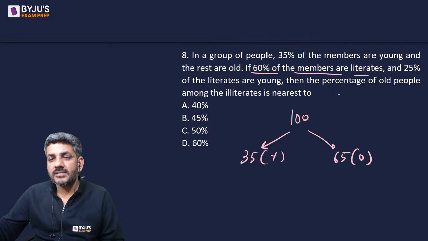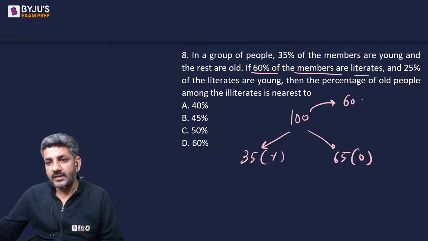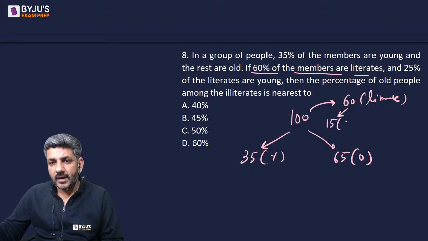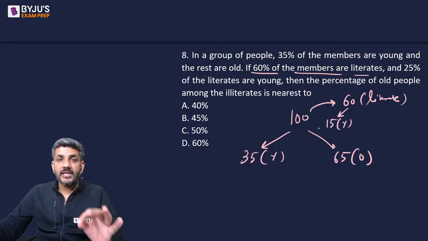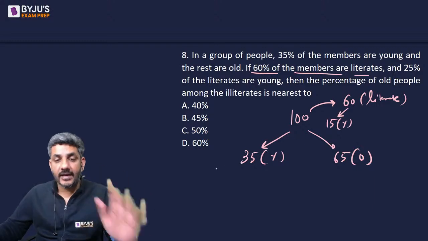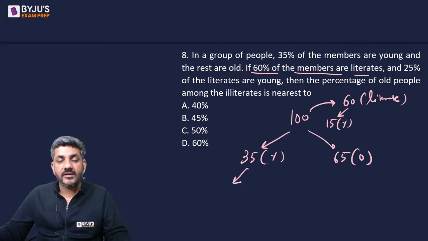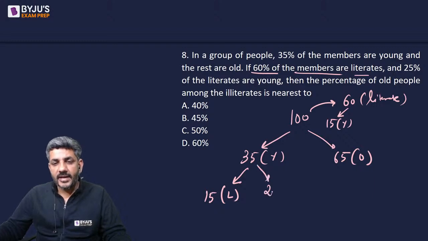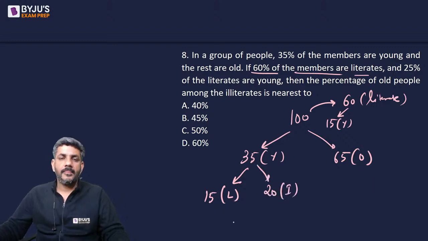60% of the members are literate. So out of these 100, 60 people are literate. And 25% of the literates are young. Out of them, 25%, that is 15 of them, are young. So that means 15 young people are literate. That means out of these 35 young, 15 people are literate. So can I say 20 people are illiterate?